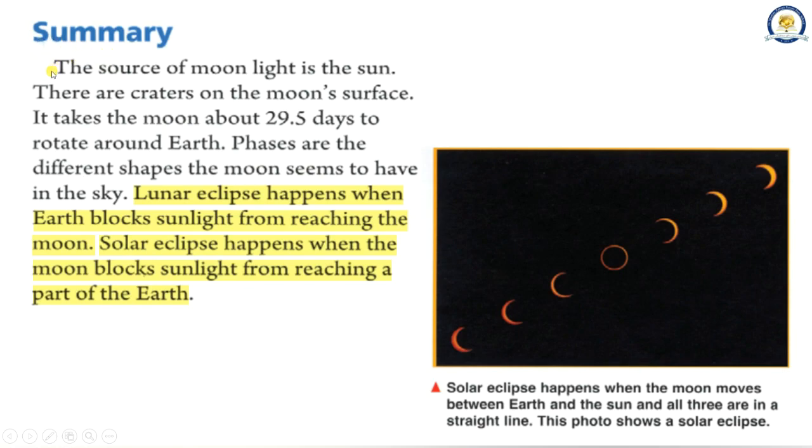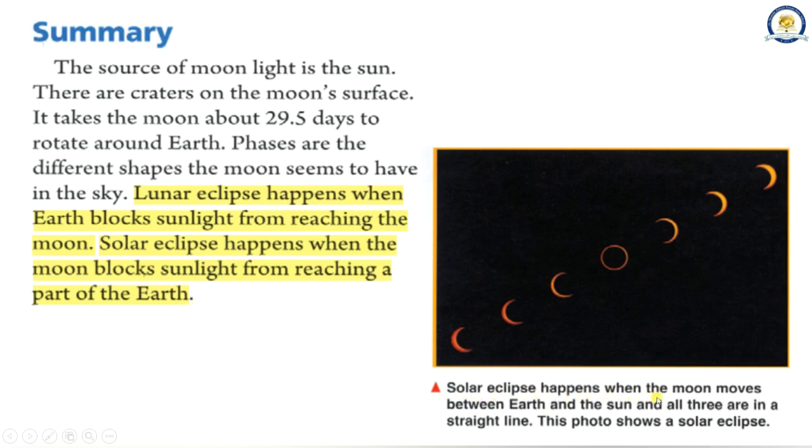Summary. The source of moonlight is the sun. There are craters on the moon's surface. It takes the moon about 29.5 days to rotate around Earth. Phases are the different shapes the moon seems to have in the sky. Lunar eclipse happens when Earth blocks sunlight from reaching the moon. Solar eclipse happens when the moon blocks sunlight from reaching a part of the Earth.